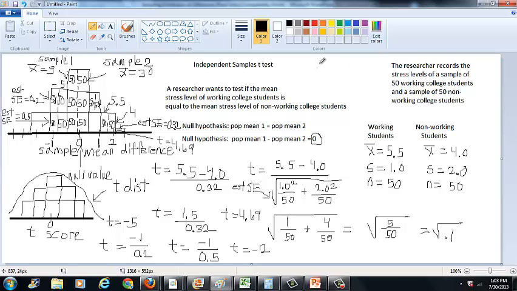In an independent samples t-test, the degrees of freedom is the total number of participants, which would be 100 in our example, minus 2. Which is 98. So this would be a t-distribution curve with the degrees of freedom of 98. And the shape of the t-distribution curve depends on your degrees of freedom. So if our degrees of freedom was different, then the t-distribution curve would have a different shape.